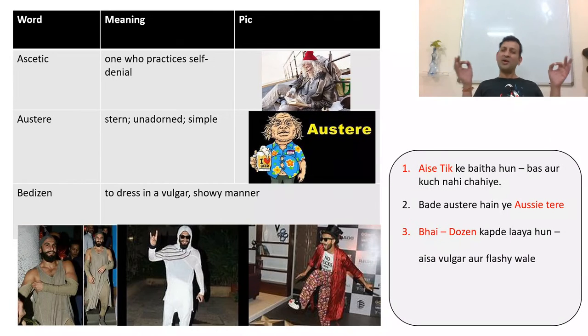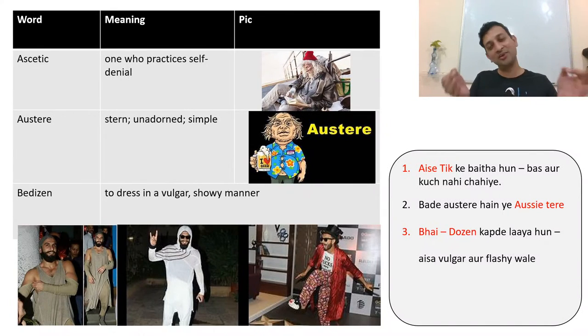Aise tik ke baithao, bas aur kya chahiye. Bade austere, Aussie tere, just drink beer and aur kuch nahi chahiye life mein. Very simple philosophy, austere philosophy, Aussie tere philosophy. Bhai dozen kapde laya hoon, aise vulgar aur flashy wale. Bedizen clothes, to dress in a vulgar, showy manner.